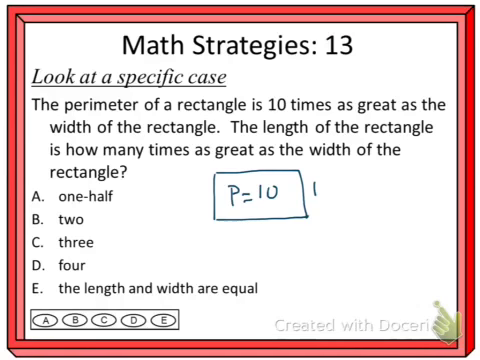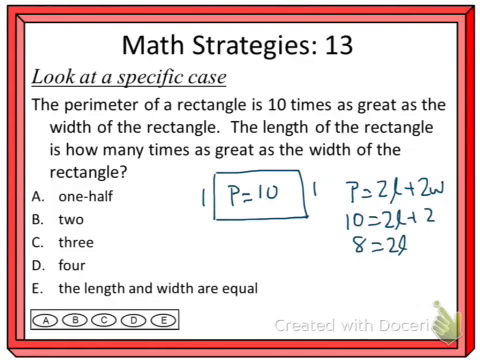Okay? The length of the rectangle is how many times as great as the width? Well, if the width is 1, that one's also a 1. We add that together, and that's 2. So my perimeter here, remember, is supposed to be 2 lengths plus 2 widths. My 2 widths together is 2 times 1, which is just 2. My perimeter is 10. 2 lengths plus 2, subtract the 2 over, that's 8. And that means my length must be equal to 4.